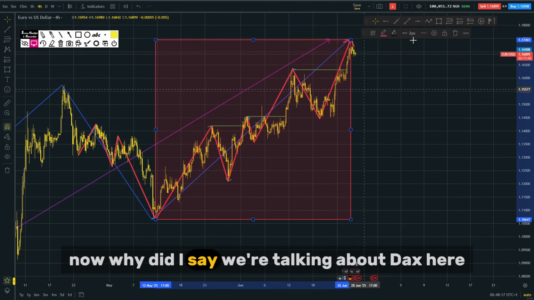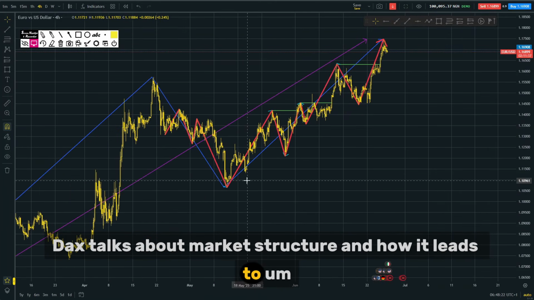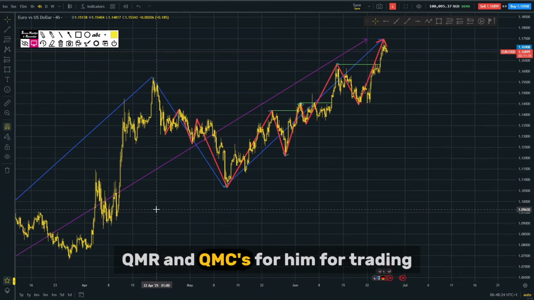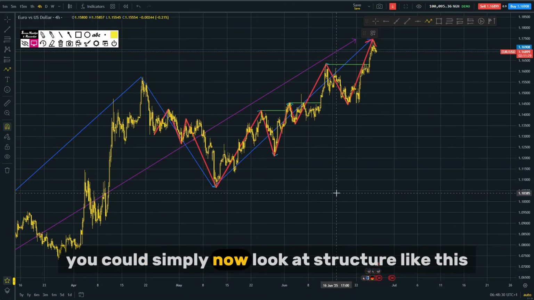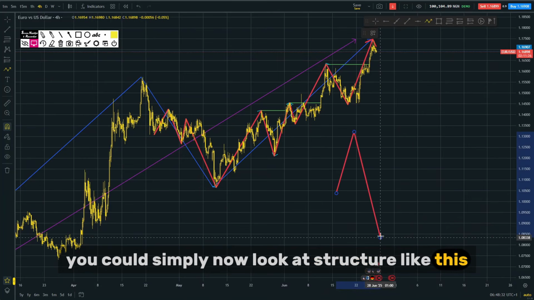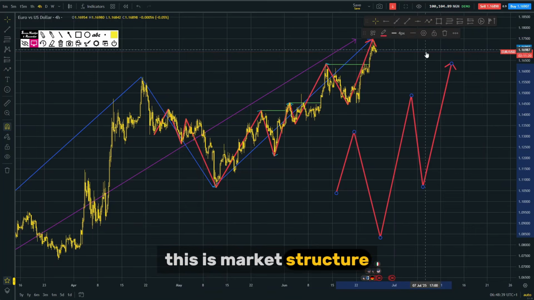Now, why did I say we're talking about DAX here? DAX talks about market structure and how it leads to QMR and QMCs for trading, not just for himself. Now, if you understand all of this, you could simply now look at market structure like this, right? This is market structure.